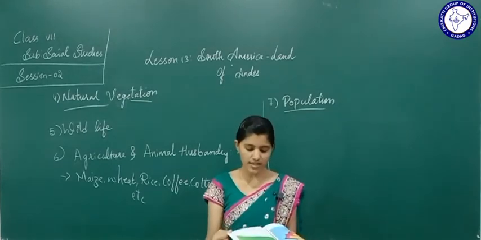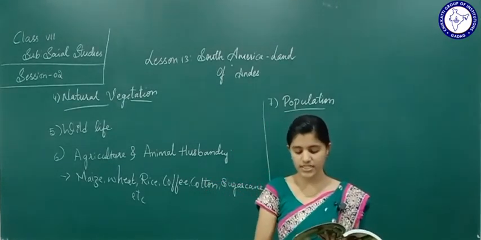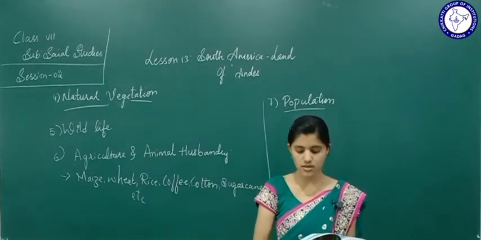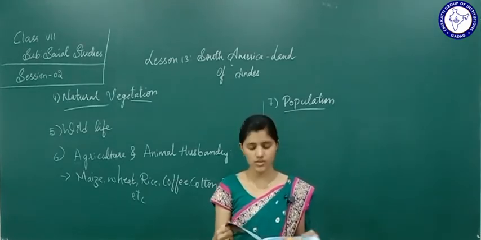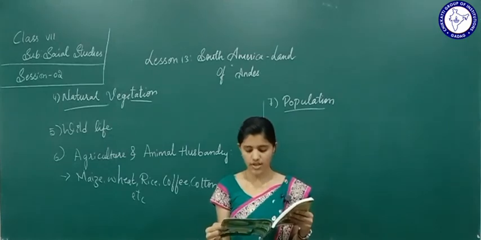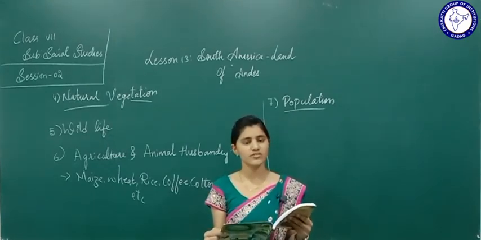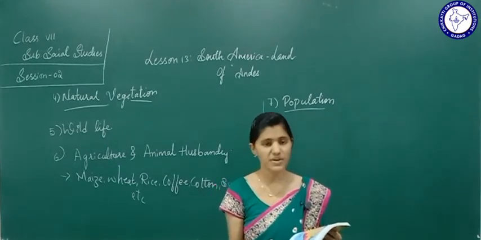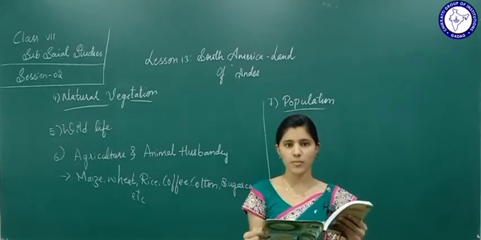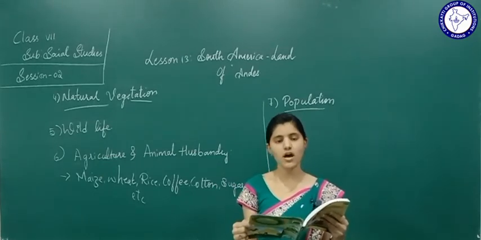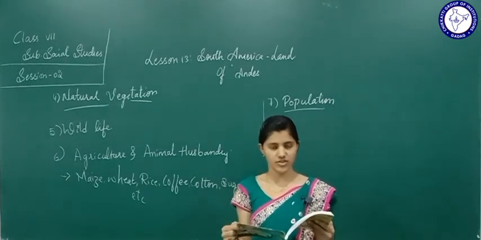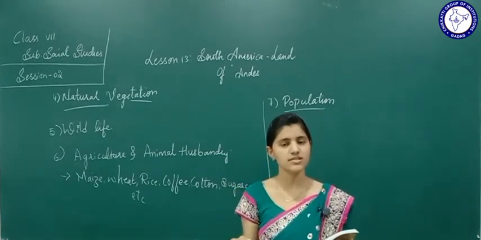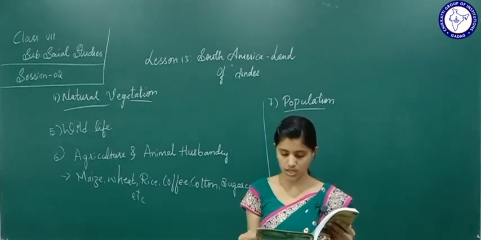South America registers a birth rate similar to the world's average. See, the birth rate is similar to the world's average birth rate, that is 21 out of 1000. But the death rate of South America is 6 out of 1000, which is less than the world's average. What is the world's average death rate? It is 9 out of 1000.